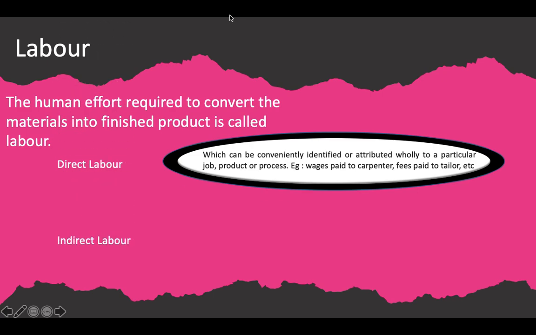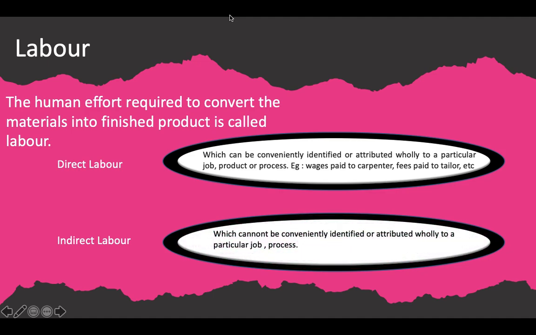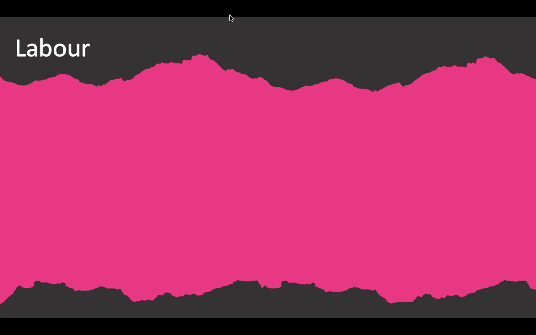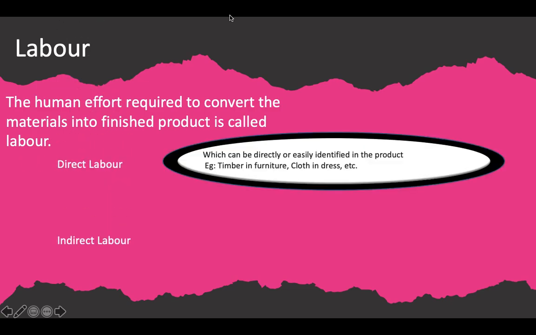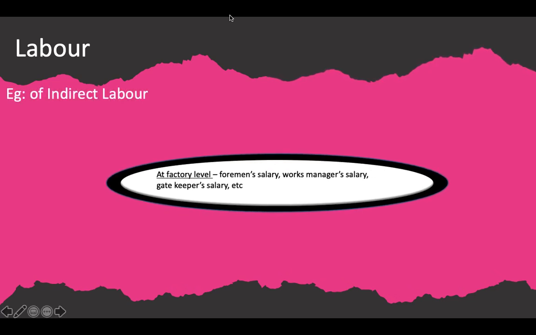The next thing is indirect labor, which is one which cannot be conveniently identified or attributed wholly to a particular job, product or process. The examples of indirect labor can be given under each category in the next slide. Examples of indirect labor at factory level. So we have foreman's salary, work manager's salary, gatekeeper's salary, etc. But still these things have to be paid while we are considering about a factory. But while we are thinking about a particular product manufacturing, you will think only about the wages paid to the labor and you will not consider all these things. But still these things are needed to be paid and these things are called as the indirect labor.